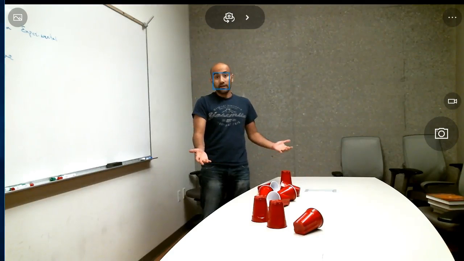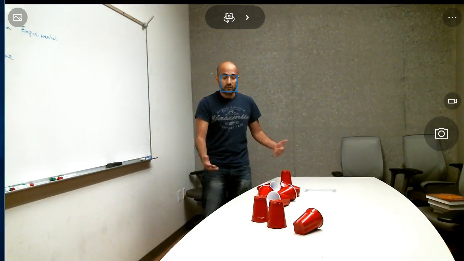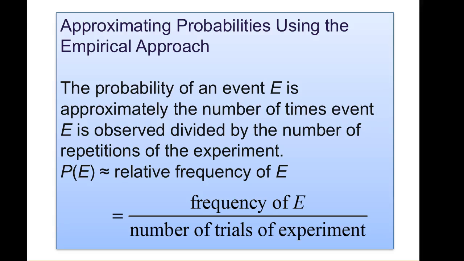So 3 out of 10. Now we're at 30%. Okay, so approximating probabilities using the empirical approach. The probability of event E is approximately the number of times event E is observed divided by the number of repetitions of the experiment. The formula is frequency of E divided by the number of trials of the experiment.